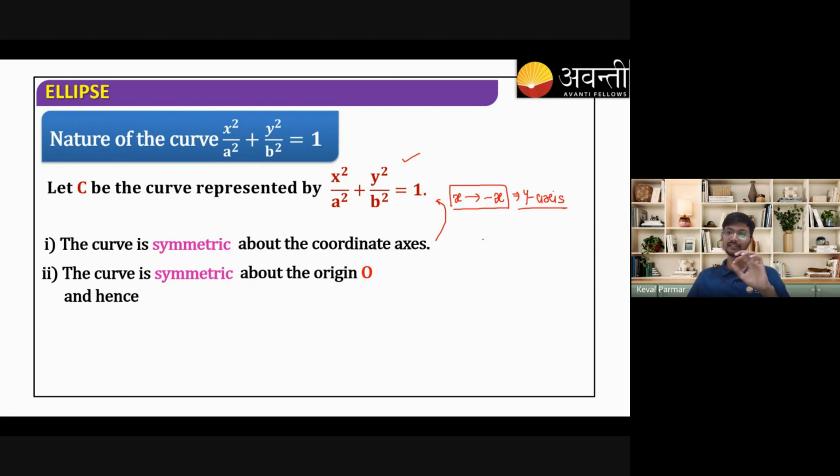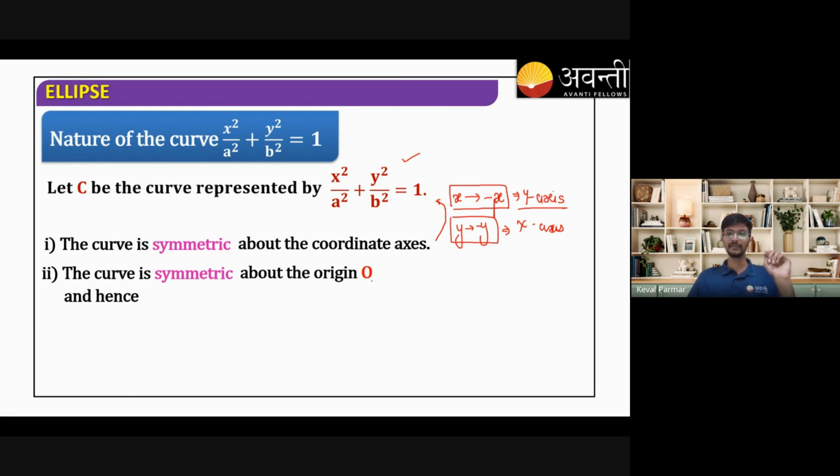Similarly, to check whether the curve is symmetric about x-axis, we put y as minus y. Same, because the square of a negative number is positive. Is there any change in the equation if we put y equals to minus y? No, the equation remains the same. That means the curve is symmetric about x-axis. So this is how we check whether the curve is symmetric about x-axis or y-axis.